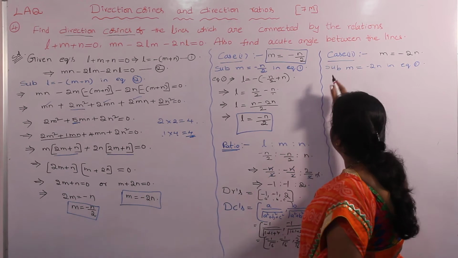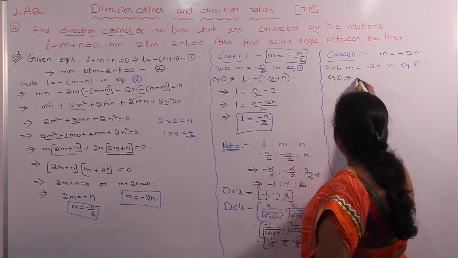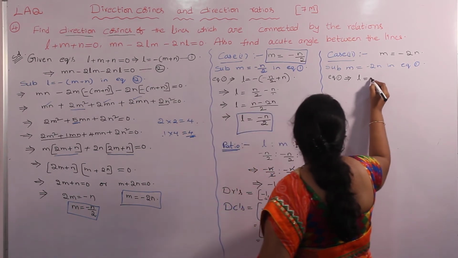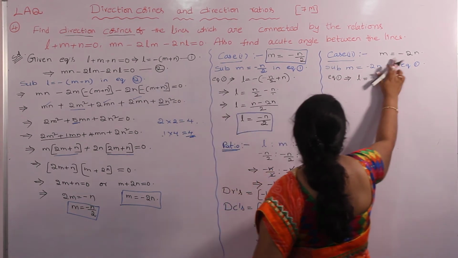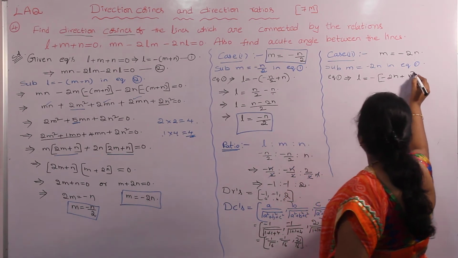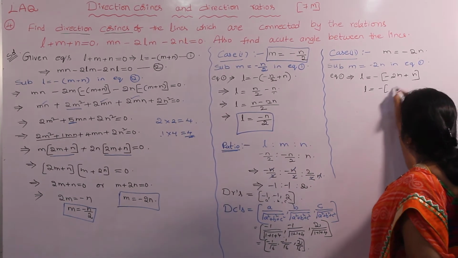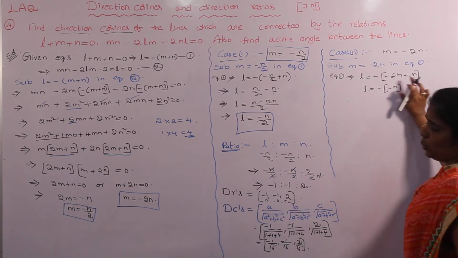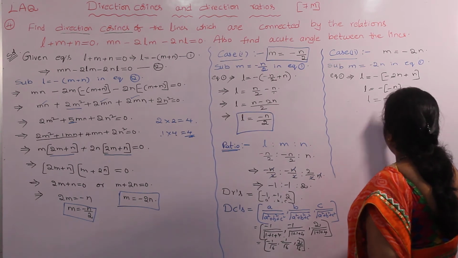Equation 1 implies L is equal to minus of m plus n. Here m is minus 2n. So minus of minus 2n plus n, that is L is equal to minus of minus n, minus 2 plus 1 is minus 1, so L is we get n only.